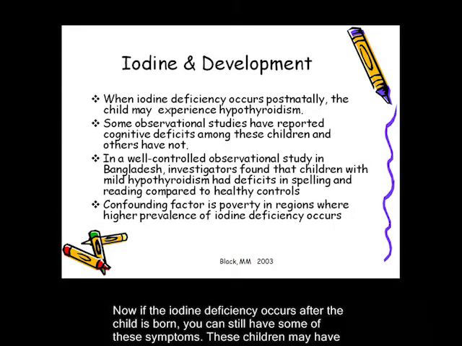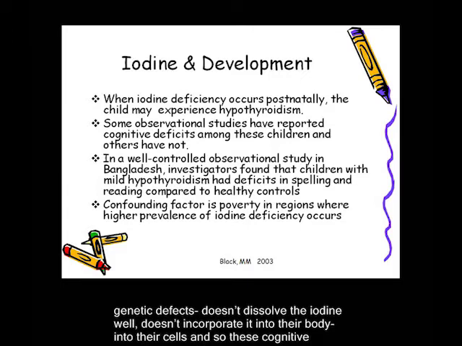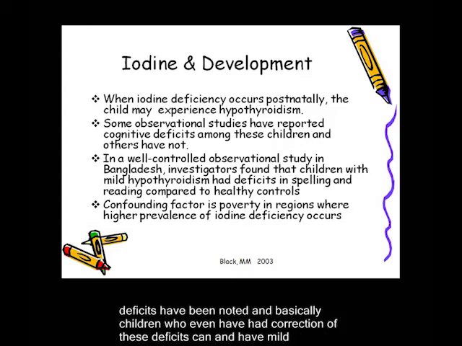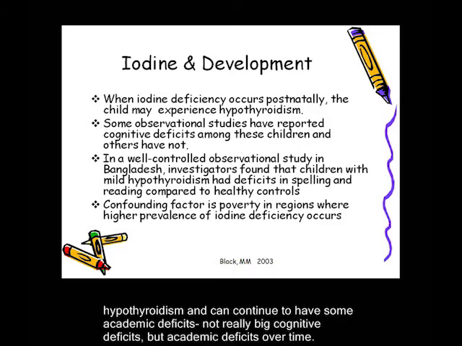Now, if the iodine deficiency occurs after the child is born, you can still have some of these symptoms. These children may have genetic defects which doesn't absorb the iodine well, doesn't incorporate into their body, into their cells. And so, these cognitive deficits have been noted, and basically children who even have had correction of these deficits and have mild hypothyroidism can continue to have some academic deficits, not really big cognitive deficits, but academic deficits over time.